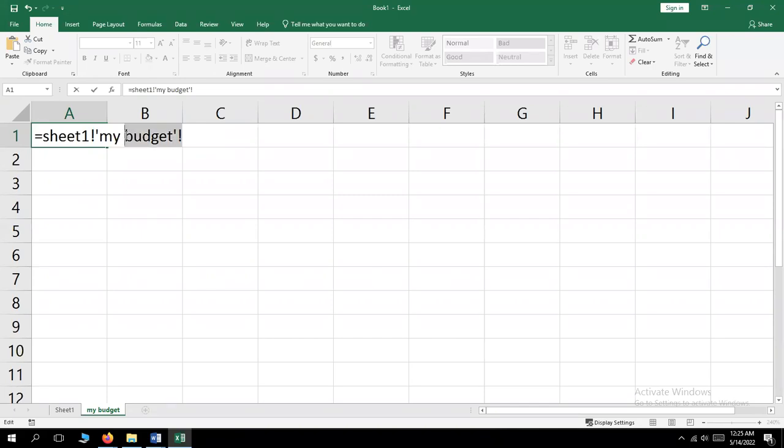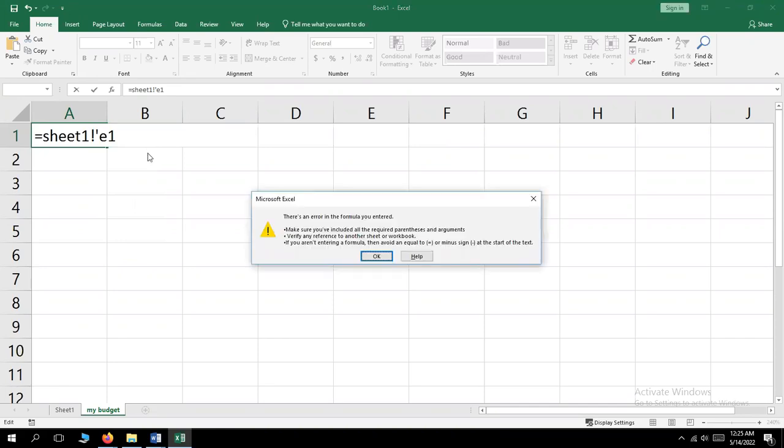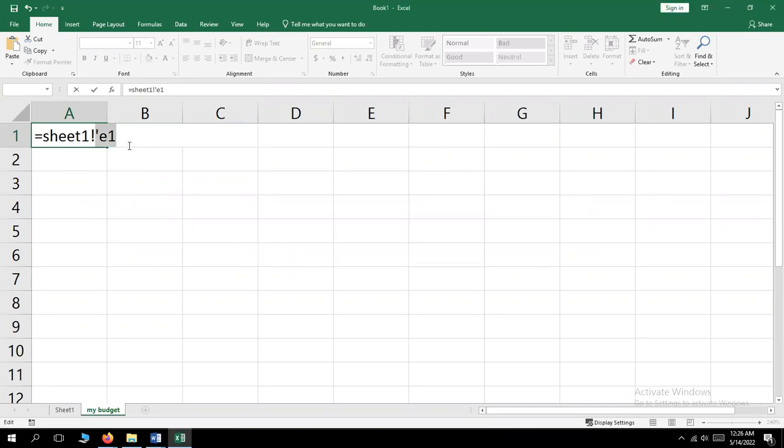Okay, meaning I would go back to my worksheet here and say E1. So once I press enter like that, I think there's a mistake somewhere. Yes, there's a mistake here. This quote is not supposed to be there. So once I press enter, having corrected it, you can see, yes, it is calling totals, which is in another worksheet.